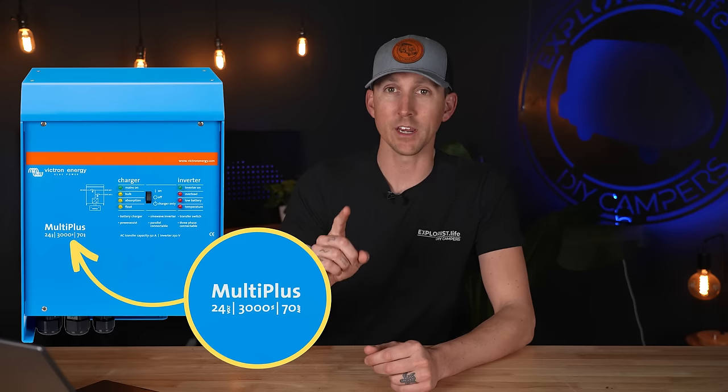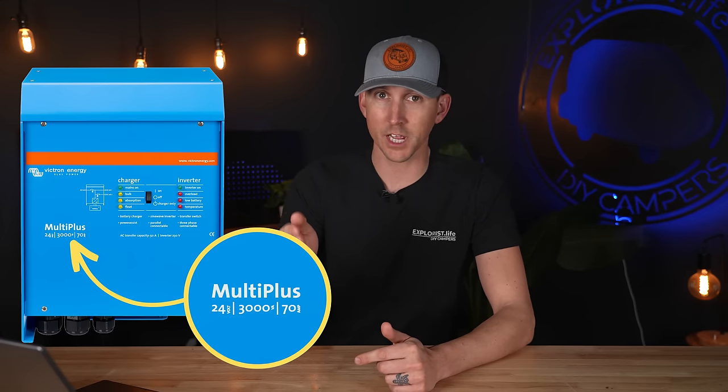Now remember how the MultiPlus we talked about has a rated output of 3000 volt amps? Well, Victron uses the volt amp rating rather than the wattage output rating simply because it's more accurate. With an inverter, the wattage output can change based on the type of load that it's powering, based on its power factor, or if the load is inductive or resistive. Now, this is a topic for a different video though.